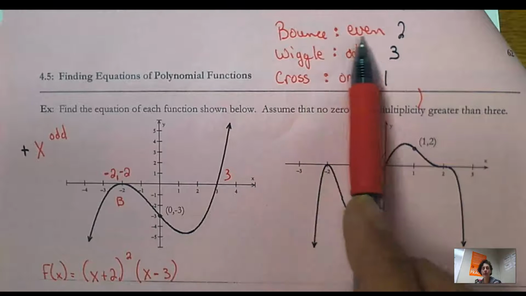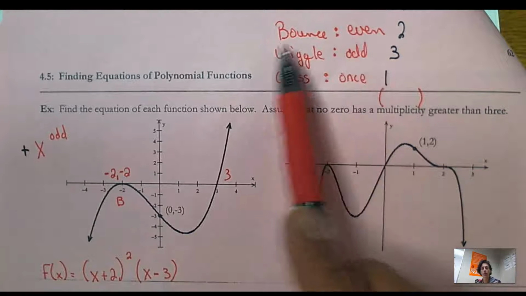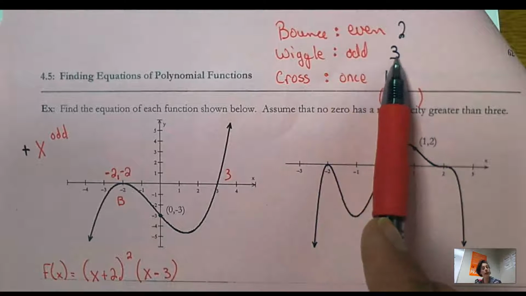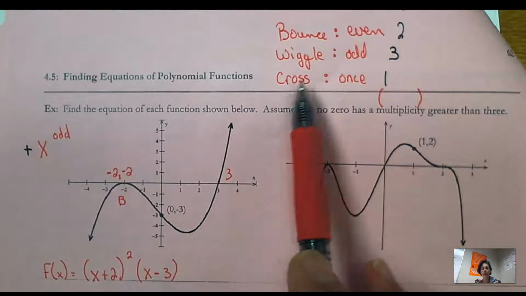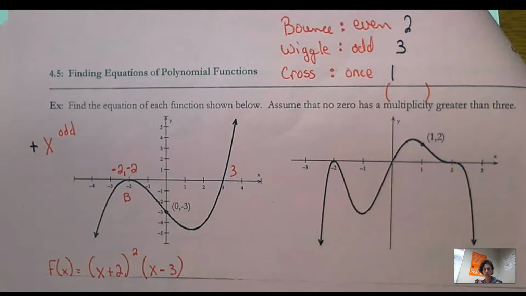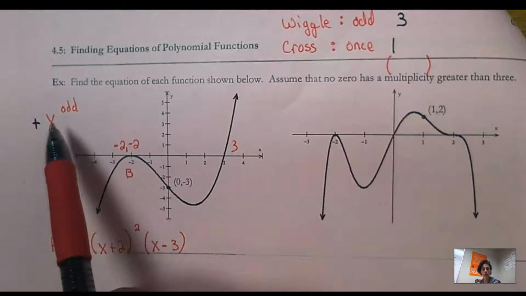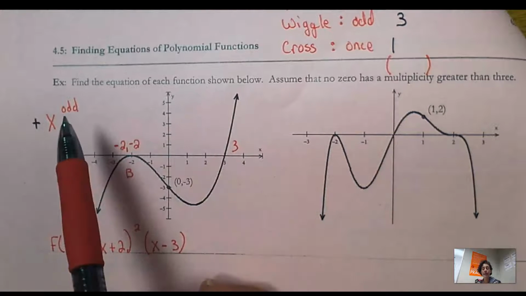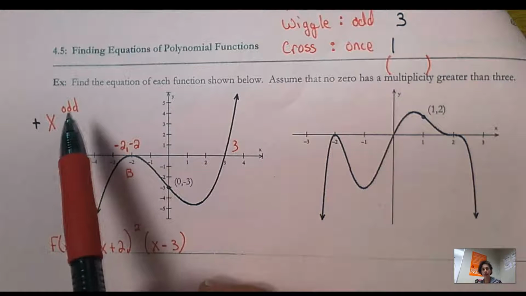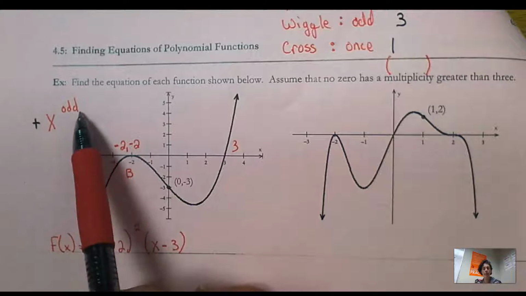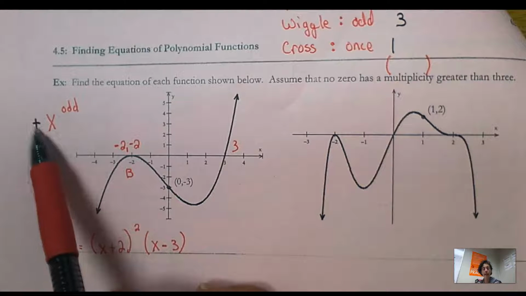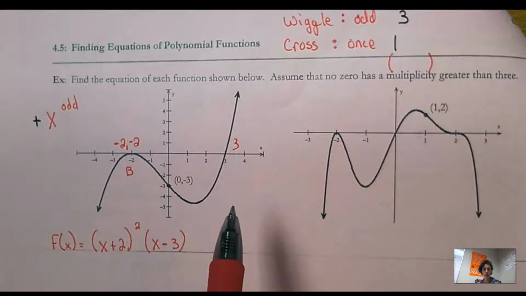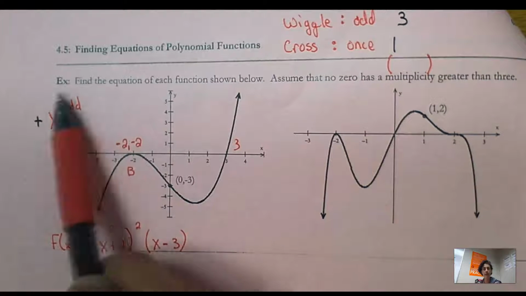So remember, bounce, if an answer shows up twice or an even amount of times, it's going to bounce. It wiggles when it shows up an odd amount of times, but we're only going to go for 3 as our biggest odd number, and then it crosses when your answer shows up once. So what I want you to think about first is the shape. This is a bumpy line. So that means in the end, if I were to look at this in standard form, for instance, the highest exponent would be an odd number. I also want to realize that the leading coefficient, the number in front, would be a positive number because this line in the end is going uphill. All right? So that's why you see this written there.